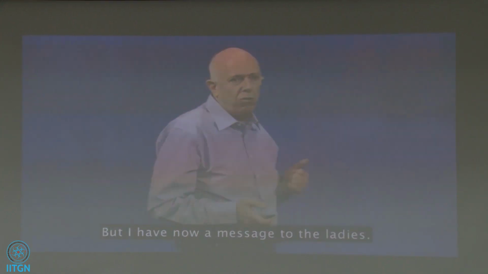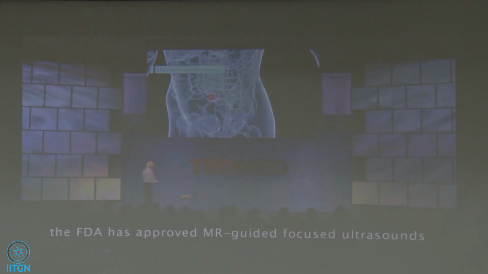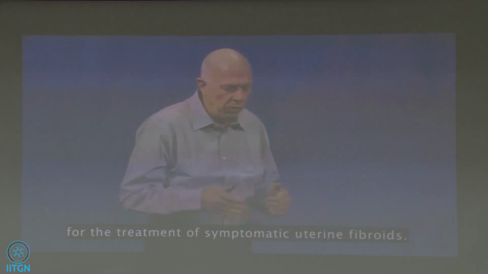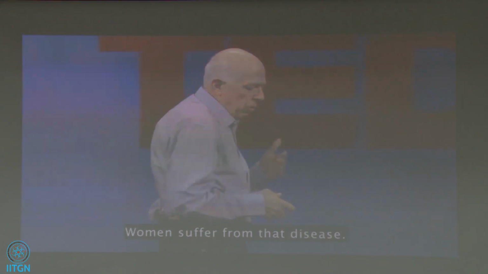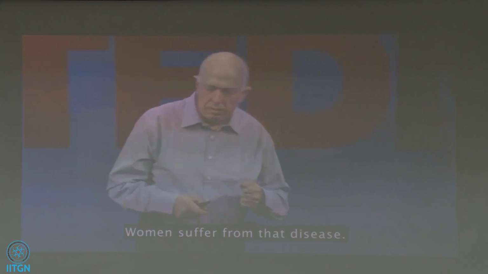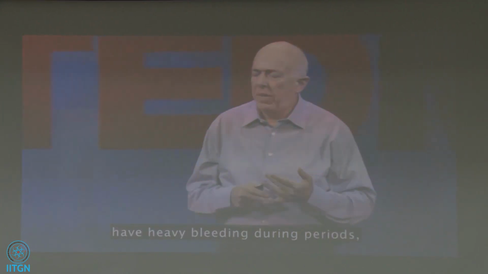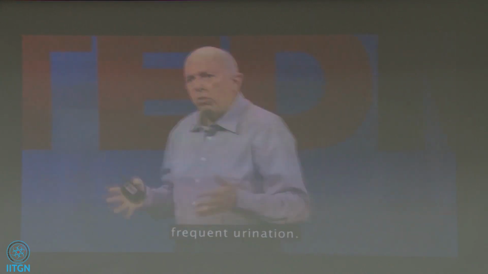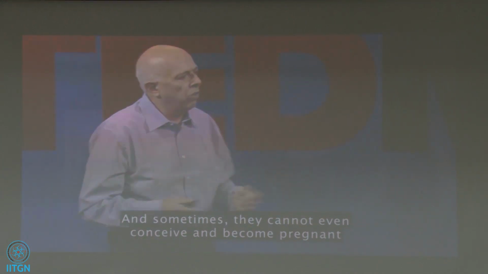But I have now a message to the ladies. In 2004, the FDA approved innovative focused ultrasound for the treatment of symptomatic uterine fibroids. Women who suffer from that disease, with those tumors, have heavy bleeding during periods, abdominal pressure, back pain, frequent urination, and sometimes they cannot even conceive and become pregnant because of the fibroid.